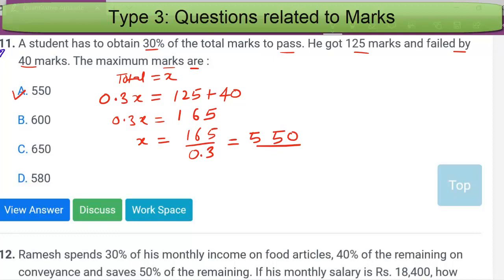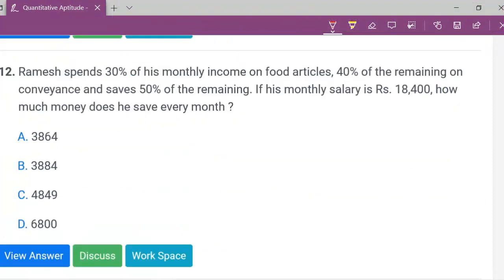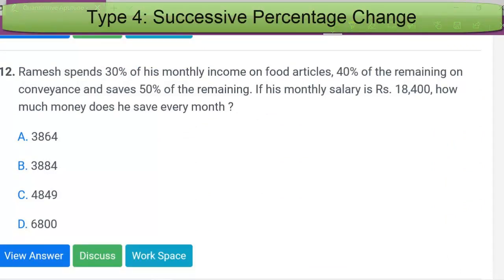So now let's go to the next question, which is again a different type of question which we are taking right now. So question number 12, which says Ramesh spent 30% of his monthly income on food articles, 40% of the remaining on conveyance, and saves 50% of the remaining. So if his monthly salary is this much, how much money does he save every month?